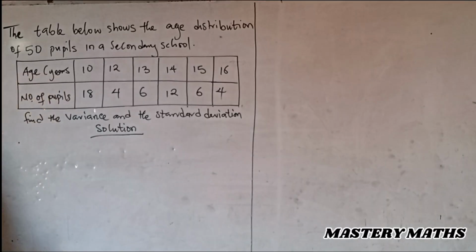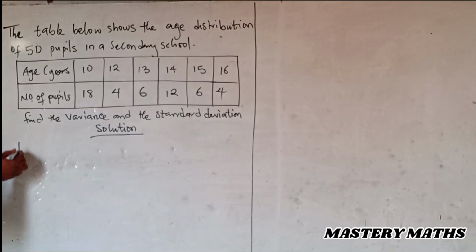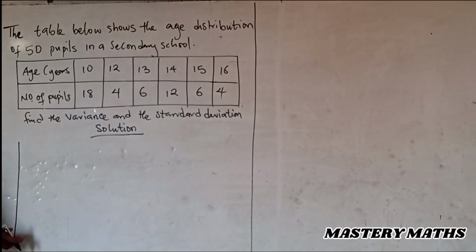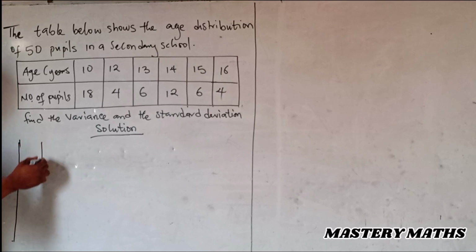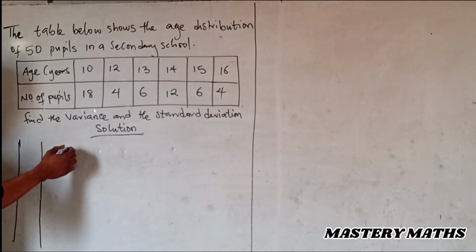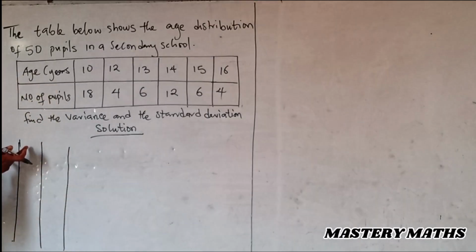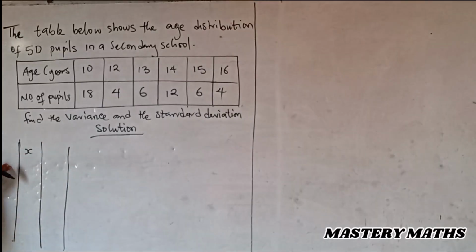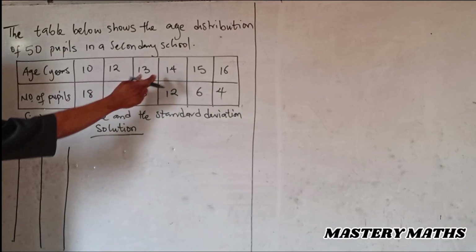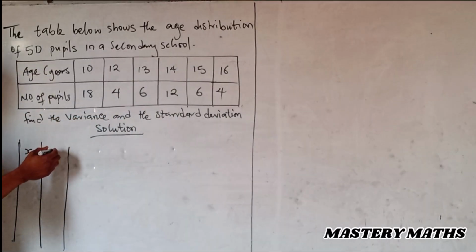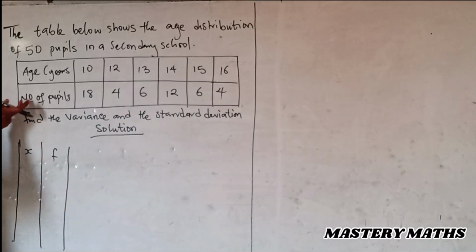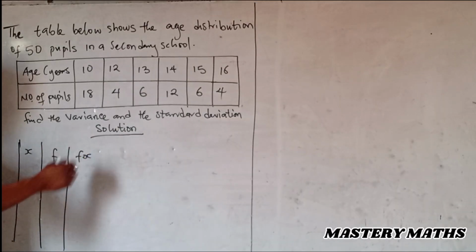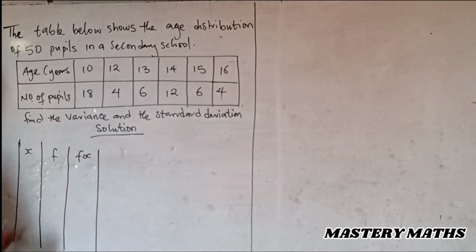First of all, you draw your table. I have my table on the board. In the first column, you put your X, which represents the age of the pupils. In the next column, you put your F, which represents the number of pupils, the frequencies. Then the next one, you have your Fx, which is the frequency times the given value, X.